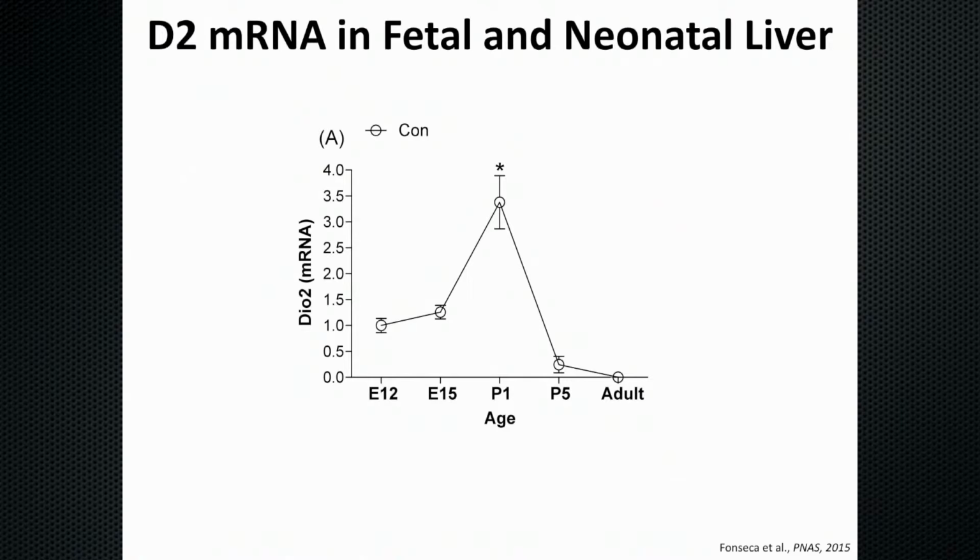So we started studying mice at different embryologic developmental days, and we were able to detect D2 mRNA with quantitative PCR by about embryologic day 12. Those levels increased to a peak at postnatal day 1, P1, to about threefold compared to that of E12. And they rapidly declined thereafter, in a few days, to reach the levels of the adult, which are undetectable.